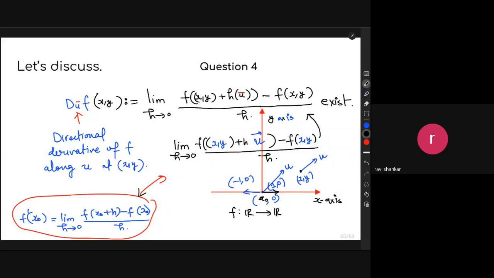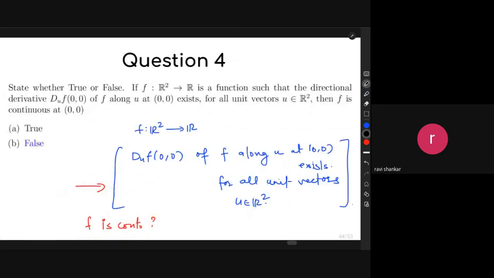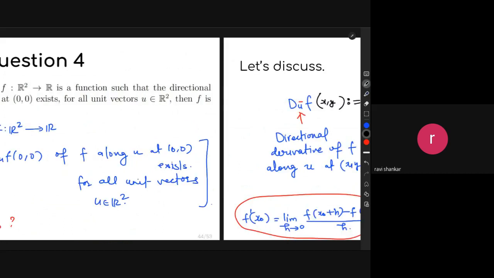Okay. So with this definition in mind, now let's move on to discuss this question. In this question, you are given a real valued function on two real variables, such that the directional derivative of f along u at 0 0 exists for all unit vectors in R2.